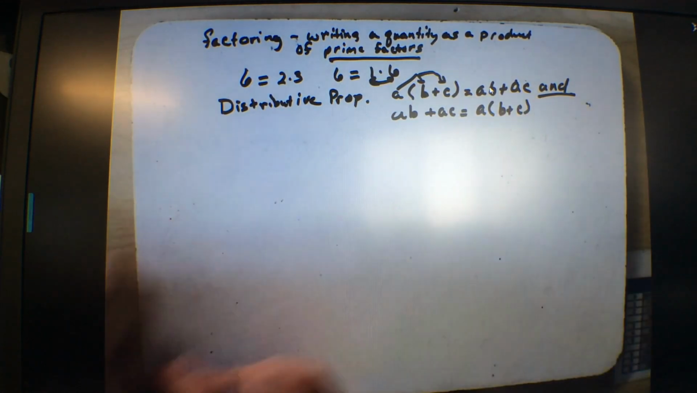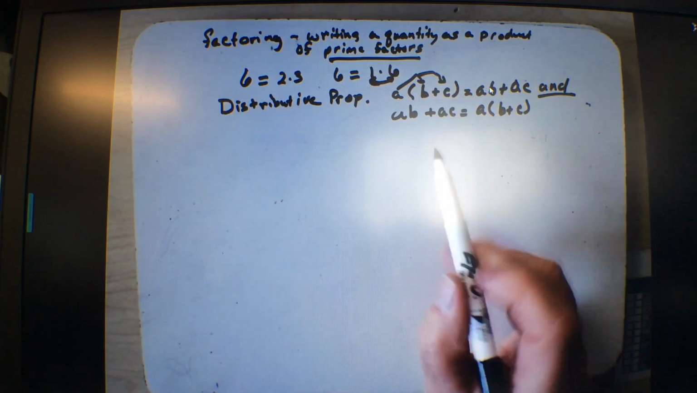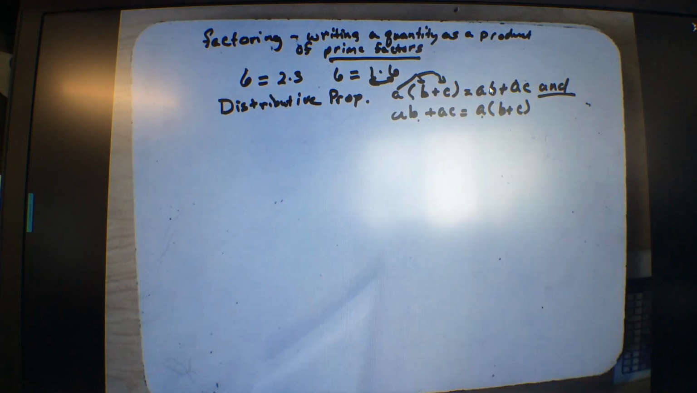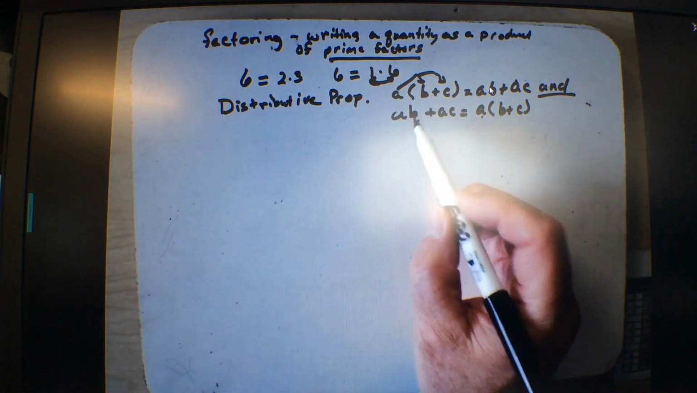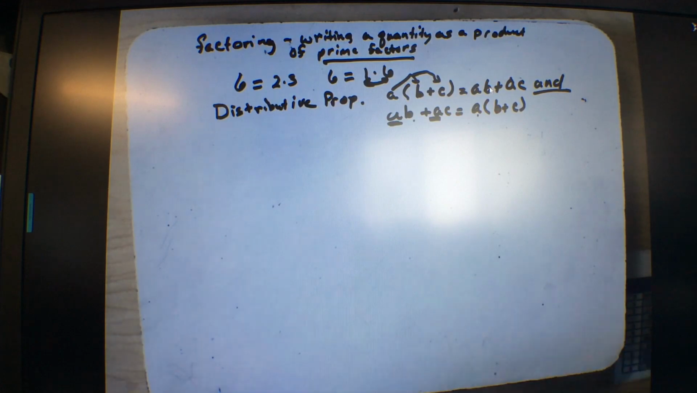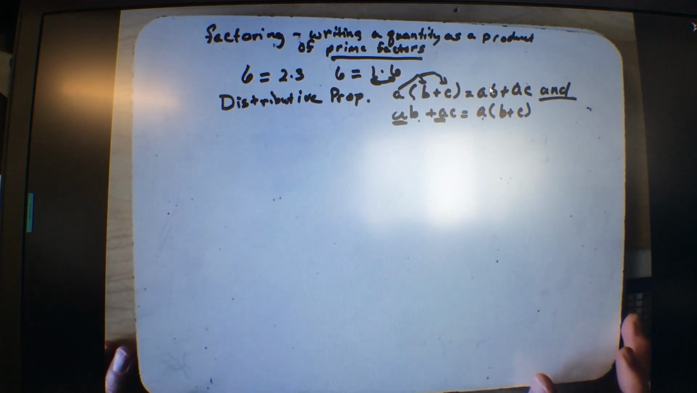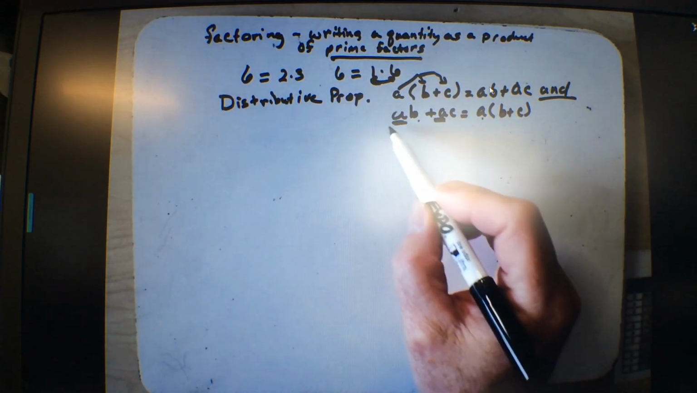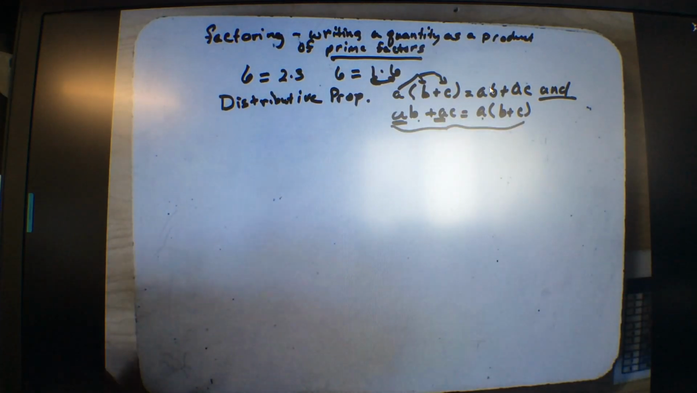Now some people say that's the reverse of the distributive property. These both have A, so I can rewrite it as A times B plus C. They have a common factor, so they're not prime. So writing it as a prime factor, I have to factor that A out. Most people don't understand that this is also the distributive property. It can either go in or it can come out. You understand that? Okay, let me give you an example.